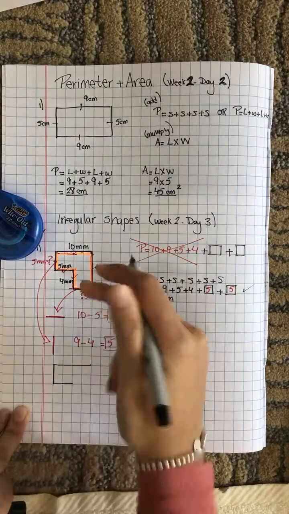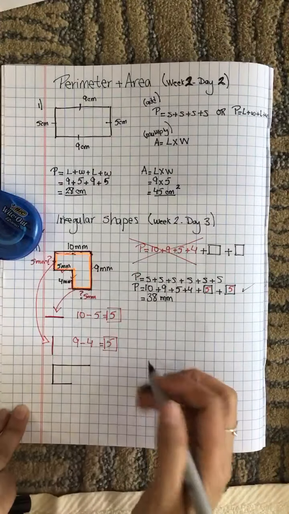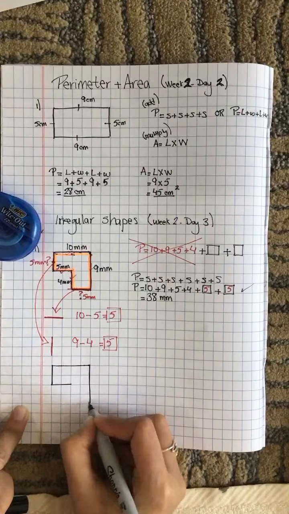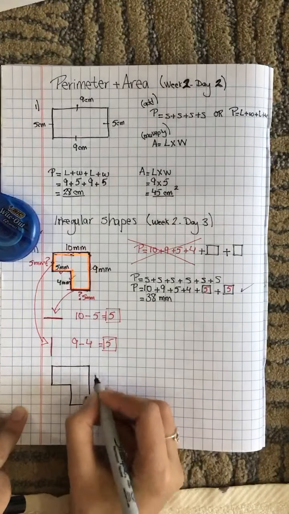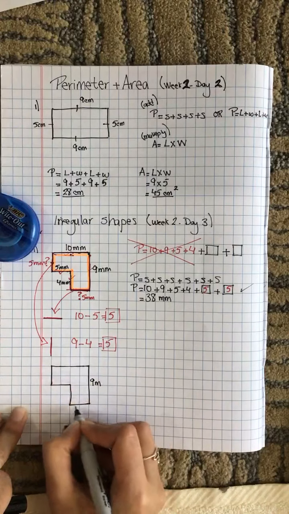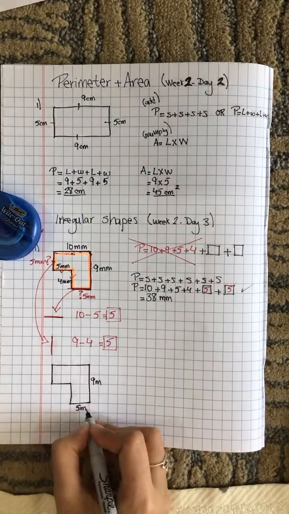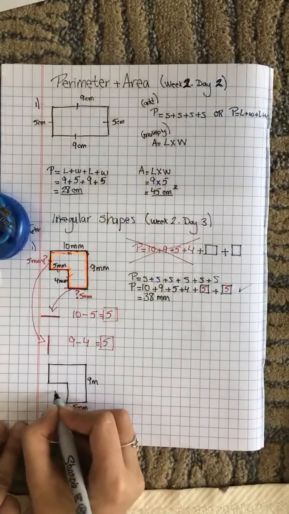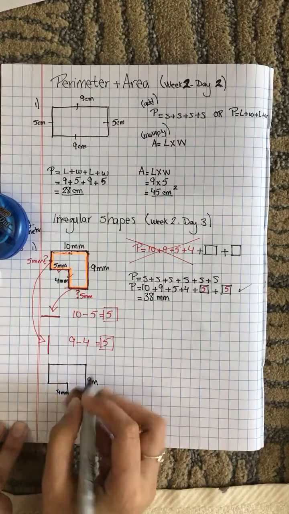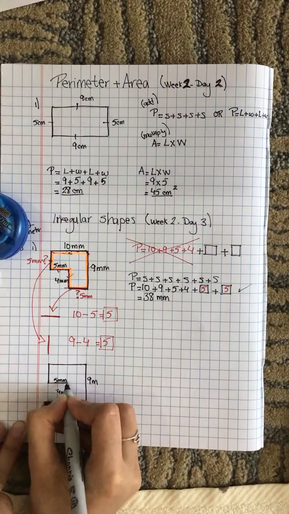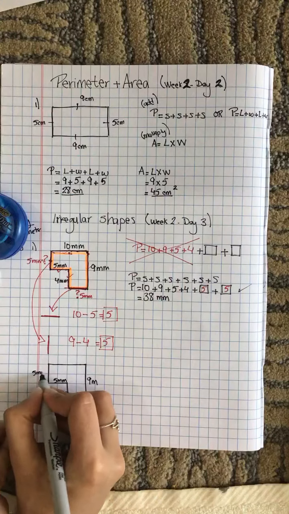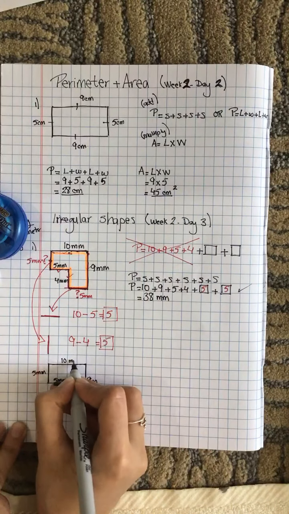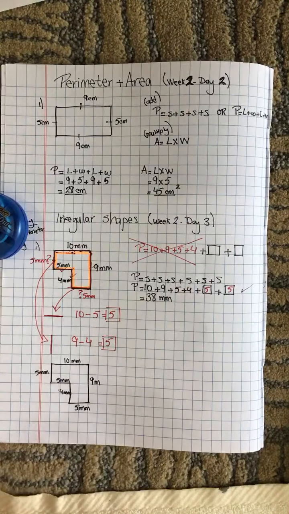but that was like the before, when you did all the work to find it out. I'll just draw the after, so it's a little bit more clear. So this is 9 millimeter. This is 5 millimeter. This is 4 millimeter. This is 5 millimeter. This is 5 millimeter. This is 10 millimeter. So this is the after shape with all of the units.